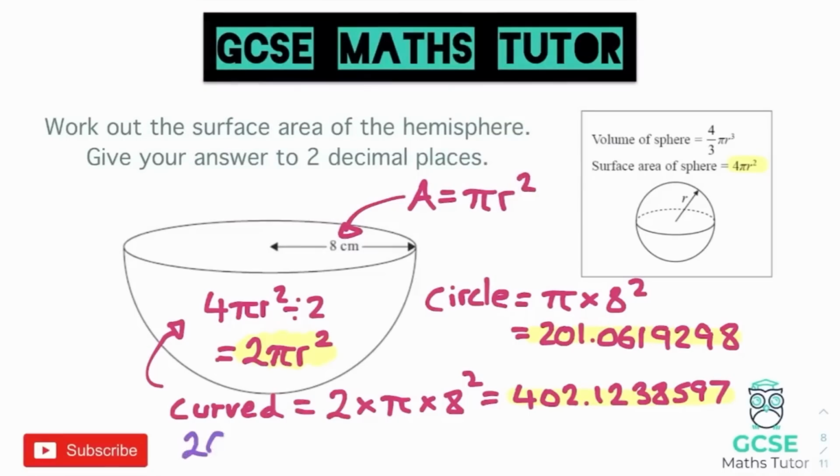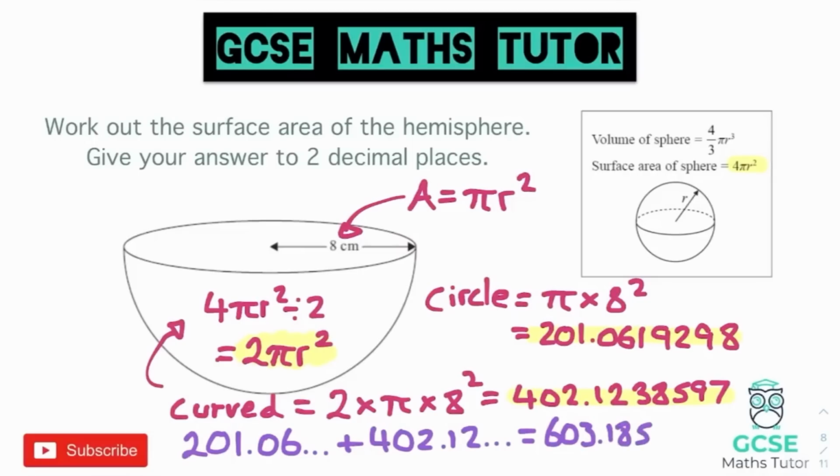the 201.06 with a few more decimals, and we're going to add that onto the 402 number, which is 0.12 with a few more decimals, and let's see what we get when we add them together. So I've got the 402 already on my calculator, so I'm just going to add the 201.06 0.0619298, and I get a final answer there of 603.1857895. There we go, and that is my final answer.